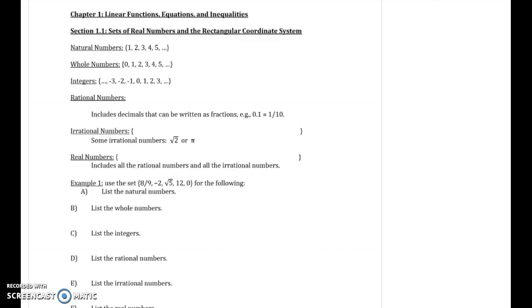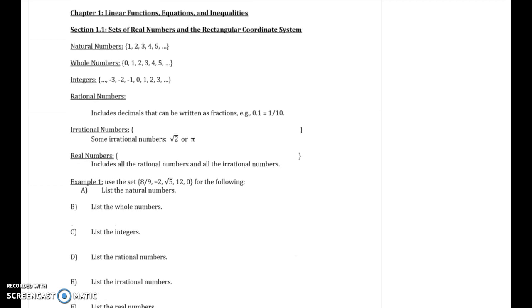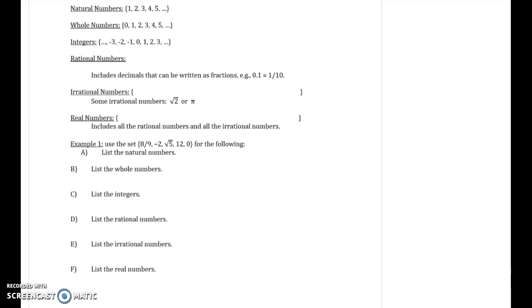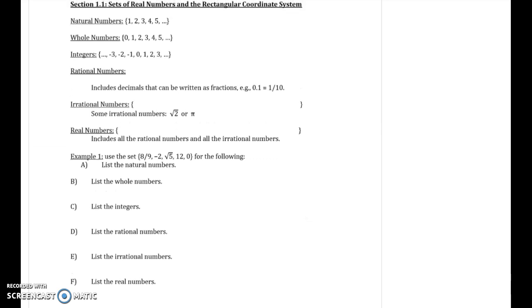Now let's continue in this section 1.1. Right here we gave you a set of examples of what is a natural number, what is a whole number, etc. up to real numbers. And in example number 1, you have to use this definition to define, in a set of numbers we are giving you, the list of the natural numbers, the list of whole numbers, the list of integers. So please fill up example number 1 by using the definitions and the examples that you have right here. This is going to help you to be able to give the answers right here.